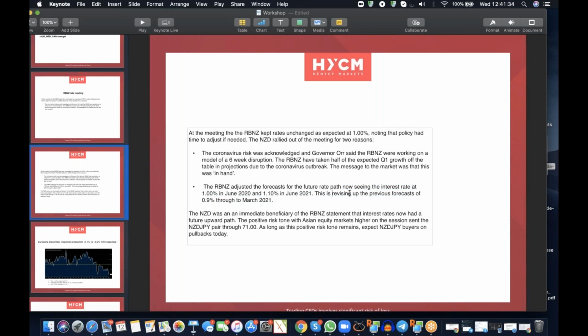What impact do you think it would have on the New Zealand dollar when the central bank for New Zealand said that they now see interest rates going higher in June 2021 than they used to see it going in 2021? So there's a 0.2% increase.